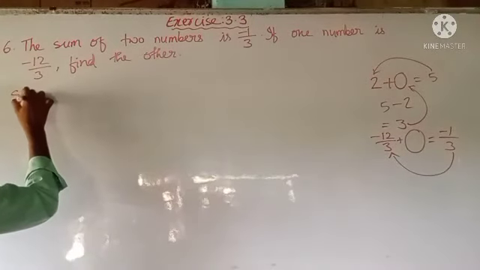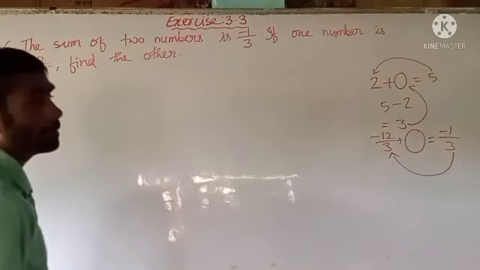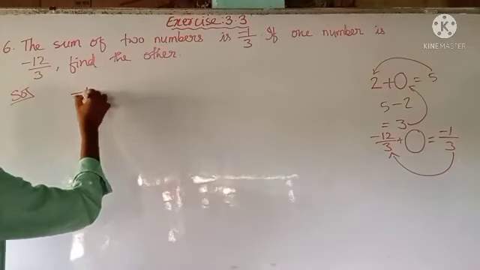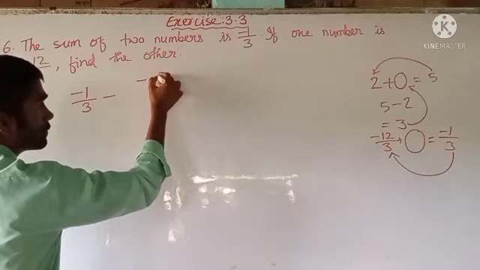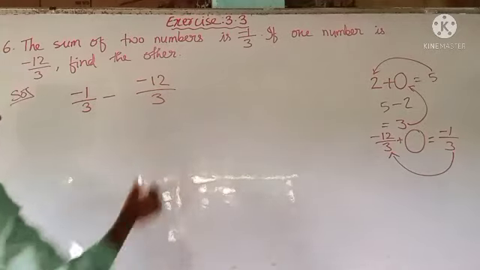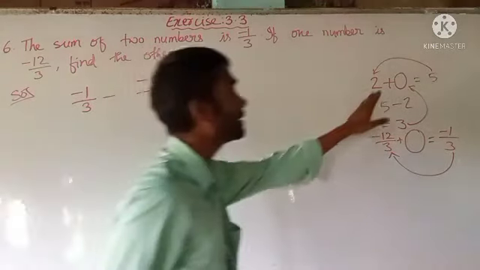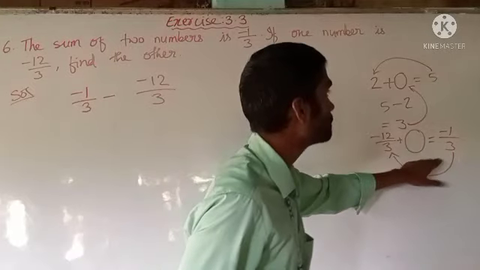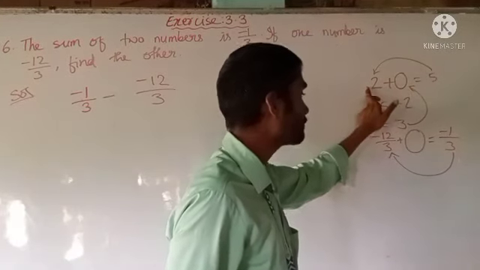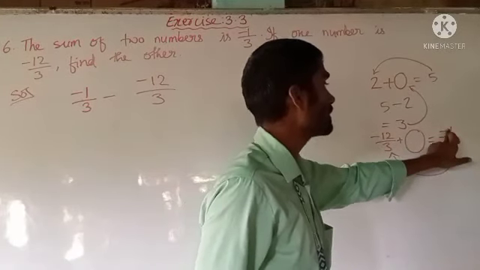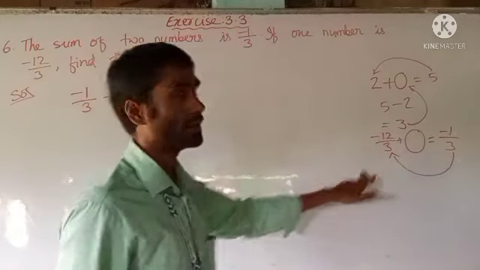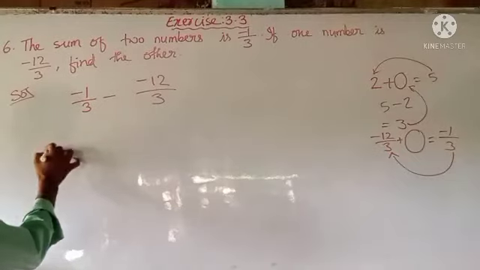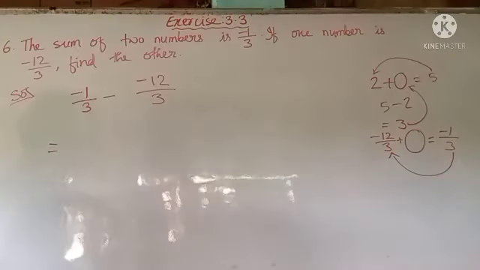So we will write it in this way: minus 1 by 3, minus 12 by 3. That means what we have done here, the same thing we are doing here also. That means 5 minus 2 we have done. Here also we are doing the same thing, that is minus 1 by 3 minus 12 by 3. So here we can see that the denominators are the same.